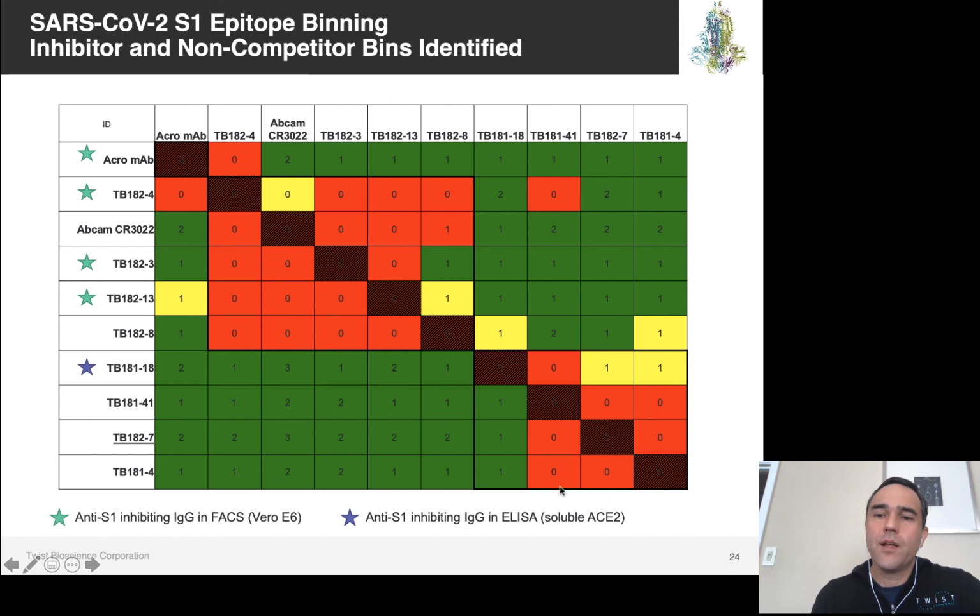What we also find is that a lot of our high affinity antibodies that don't compete with that interaction sit down in this bin, which again shows us that we might be binding to another part of the receptor that we might be able to use for diagnostic applications that don't inhibit the natural interaction between S1 and ACE2.